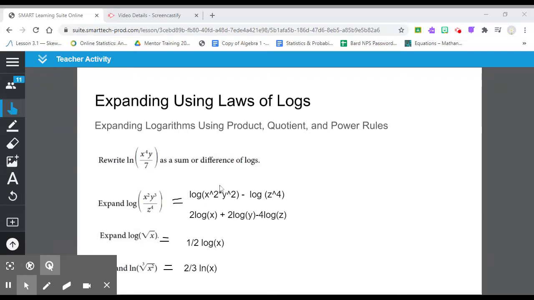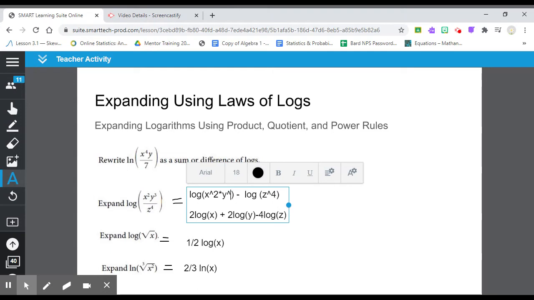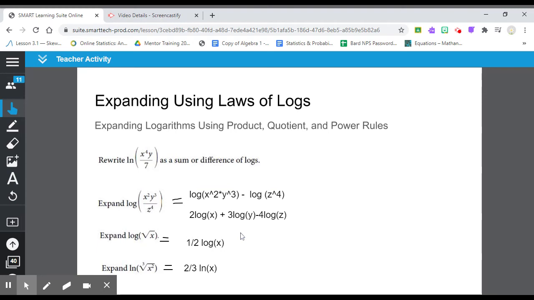So I went ahead and worked out some of the problems already, and as I'm looking, I realized I accidentally put a 2 there. It should be a 3. So I started by rewriting this in expanded form. So it's y squared times y cubed, and then minus z to the fourth. And with these exponents, we know we actually can use the product rule, right? So we can add, and we can also pull the exponents to the front. So that's what I'm doing right now. I'm just making that correction to make that a 3.